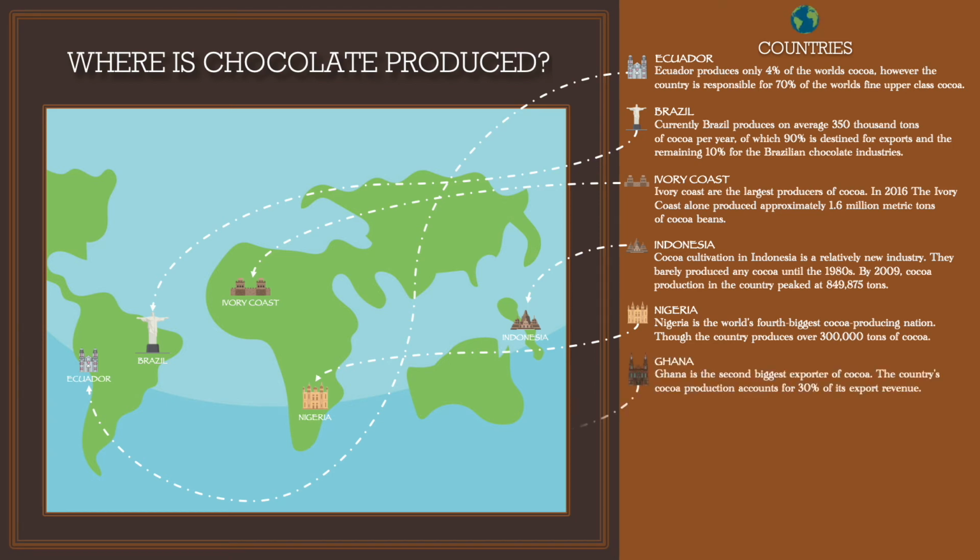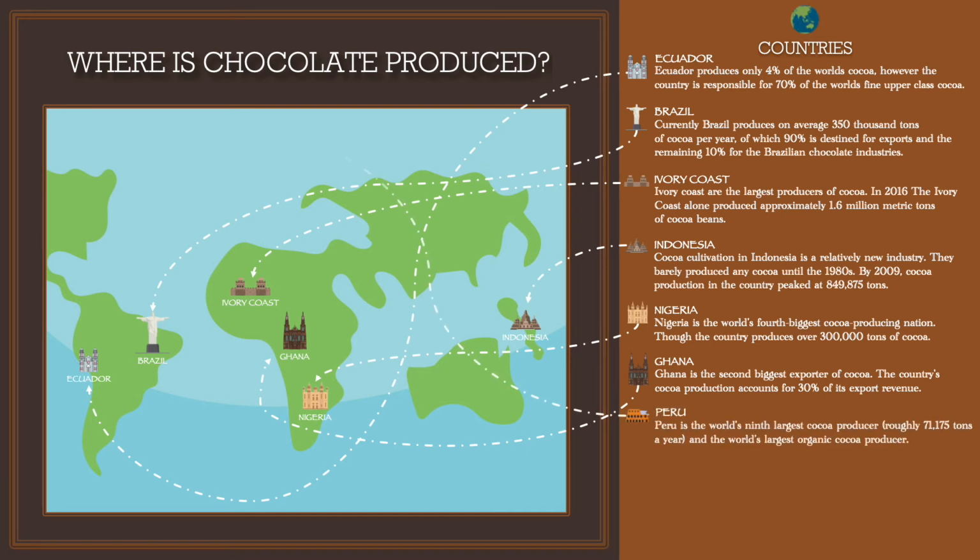Ghana. Ghana is the second biggest exporter of cocoa. The country's cocoa production accounts for 30% of its export revenue. Peru. Peru is the world's ninth largest cocoa producer, roughly 71,175 tons a year, and the world's largest organic cocoa producer.